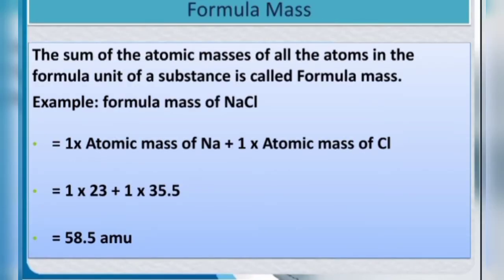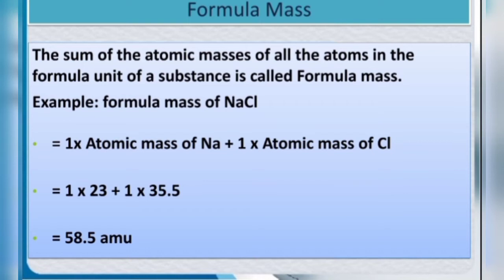So students, next topic, formula mass. What is formula mass? Yes, the sum of the atomic masses of all the atoms present in a formula unit of a substance is called formula mass. Students, always remember that the term molecular mass is used for molecular compounds, whereas the term formula mass is used for, yes, ionic compounds. Because an ionic compound consists of a positively charged part and a negatively charged part.